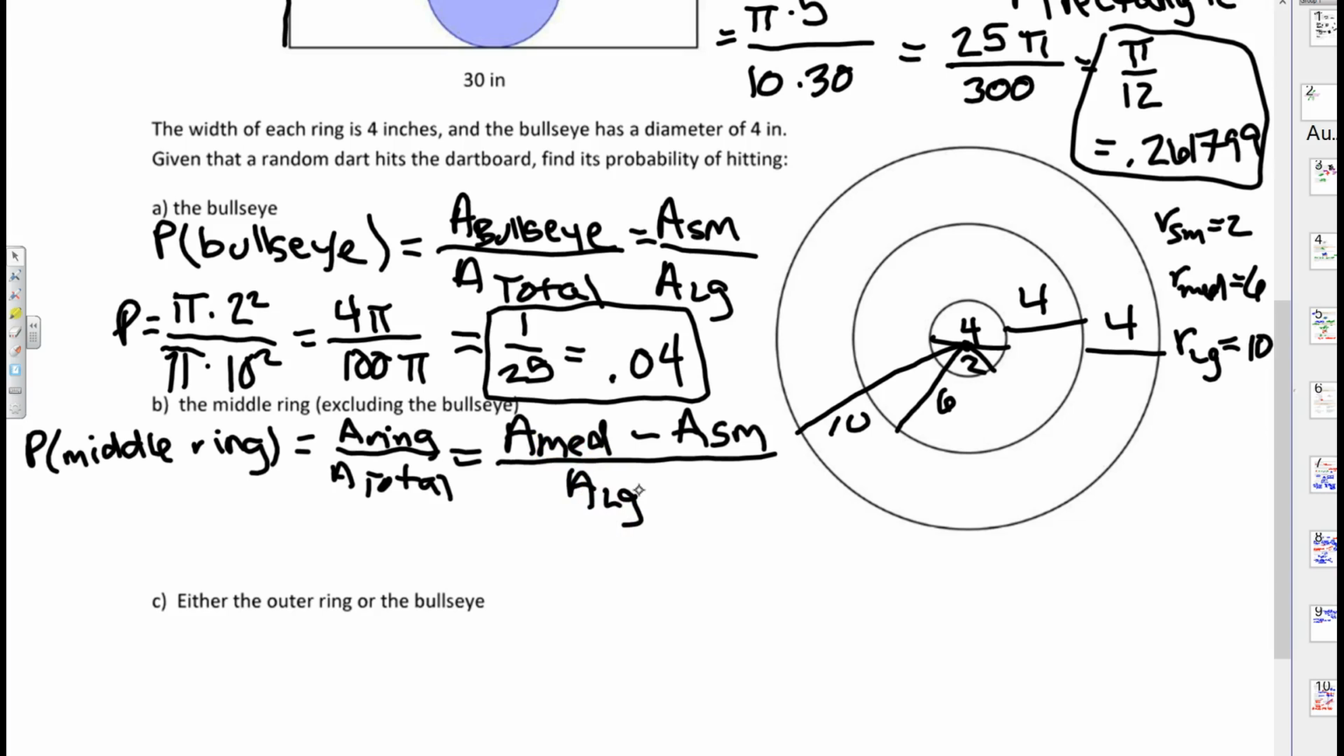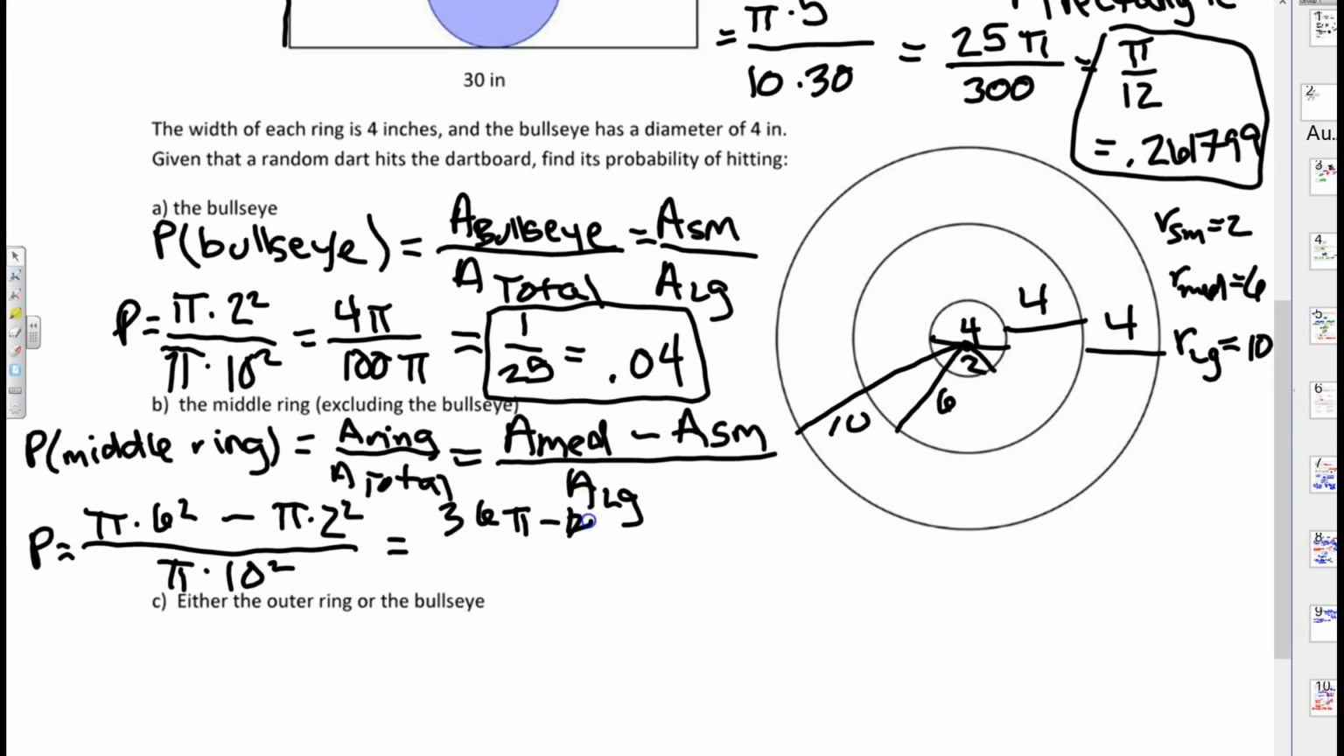So let's plug in. My probability is going to equal the area of my middle circle, pi times 6 squared, minus the area of my small circle, pi times 2 squared, divided by the area of the largest thing in the picture, which is pi times 10 squared. That gets me 36 pi minus 4 pi divided by 100 pi, or 32 pi over 100 pi, which is going to reduce to 8 over 25.